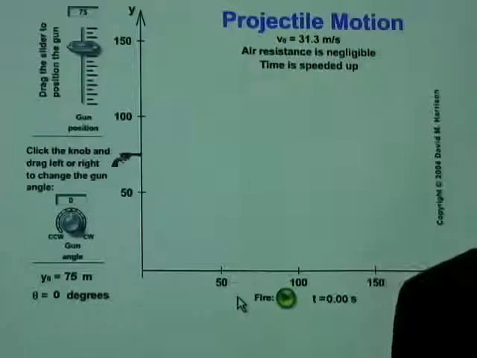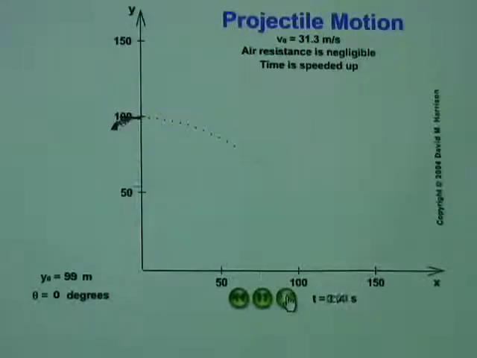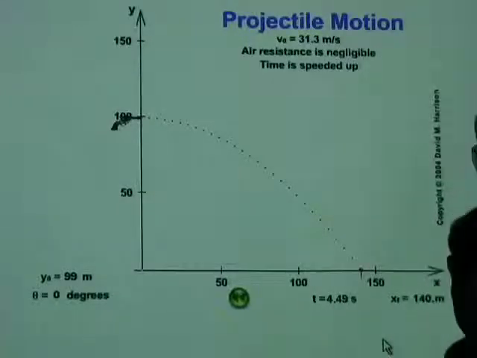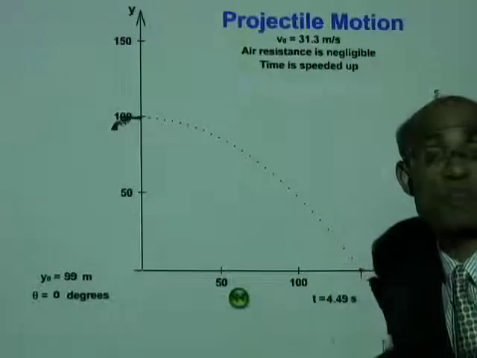I'm going to use the sliding control to raise the gun to say 100 meters, that is y0, and let's fire it now. Alright. Now the horizontal distance is equal to 140 meters and the time taken is 4.49 seconds. Now, is the firing velocity the same as before?